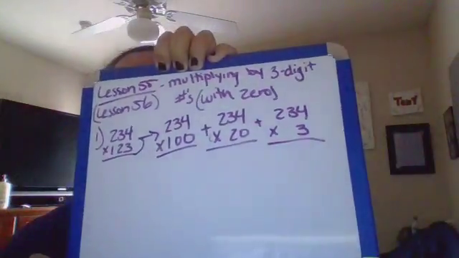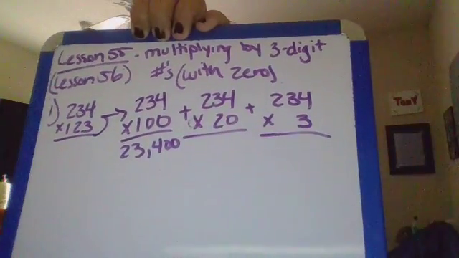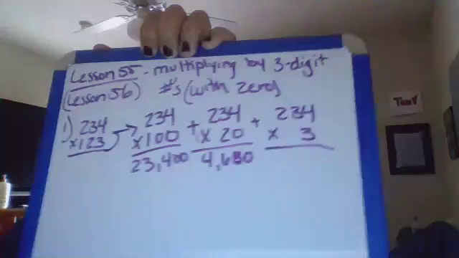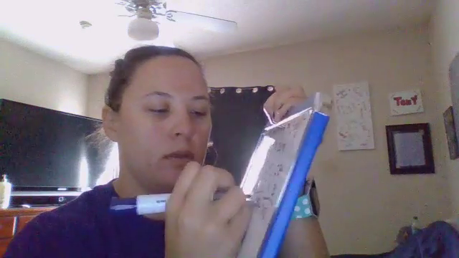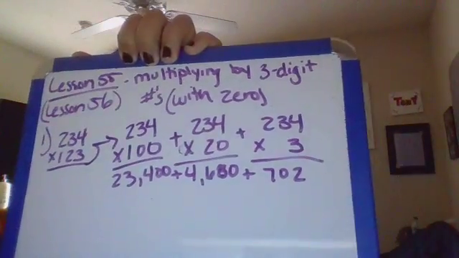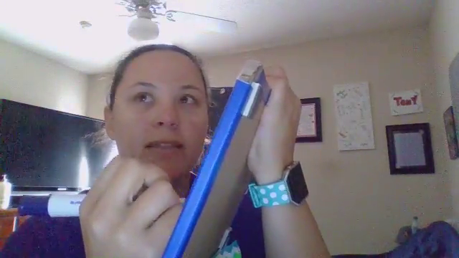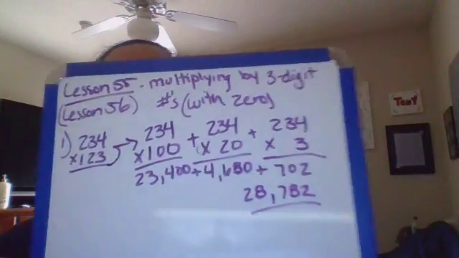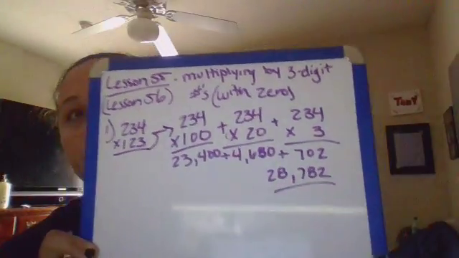So you can multiply those out individually. 234 times 100 is 23,400. 234 times 20 is 4,680. And 234 times 3 is 702. And then we would add all three of those up and get 28,782. Sorry, brain froze. So that is one way that you can do them. Again, it takes a little time.